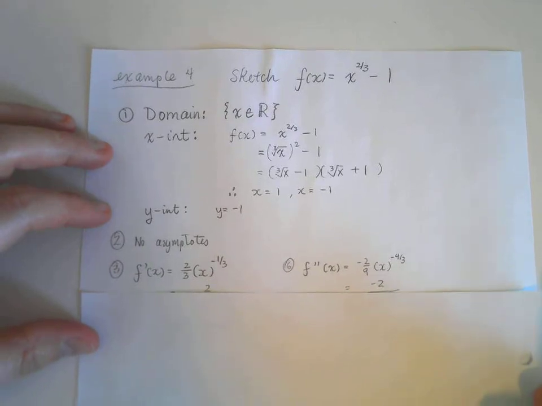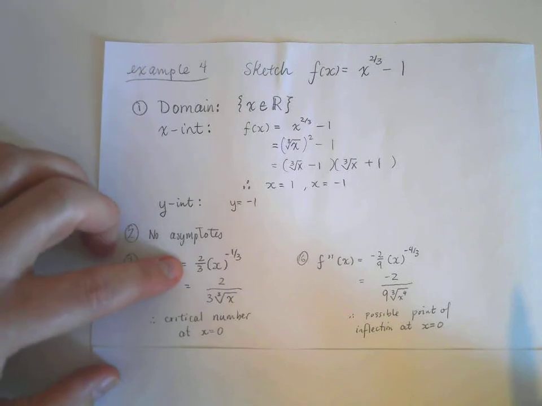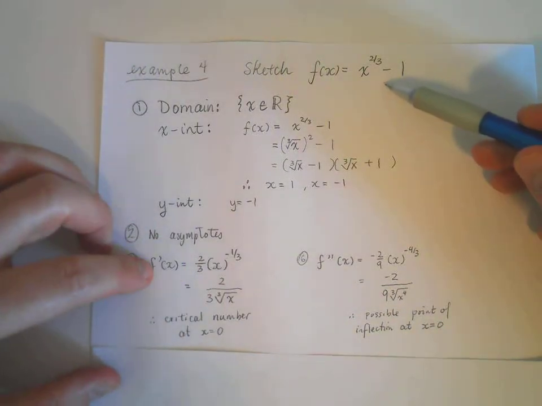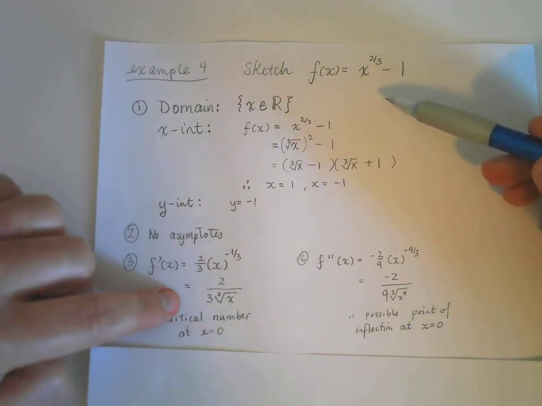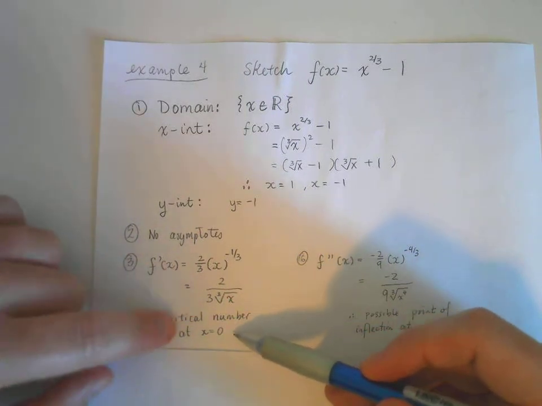For the derivatives that are going on here, if I take the first derivative that's here, it's a fairly simple one for us to work with. That gives us no zeros in the numerator, but a 0 in the denominator, so I've got a critical number that's there.